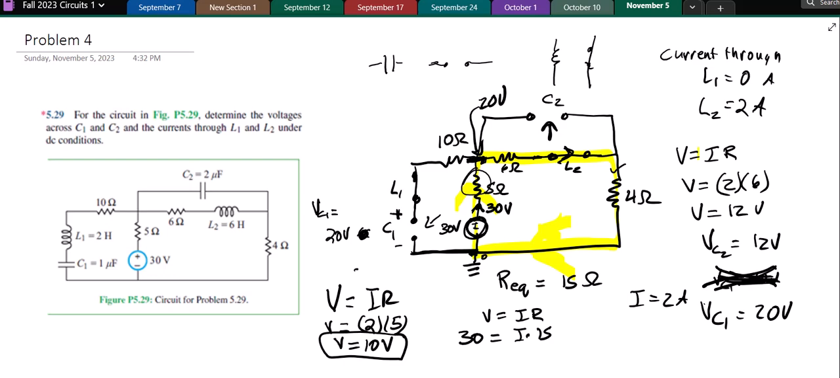Similarly, across the 6 ohm resistor, the current is flowing to the right. And so that means that it's positive on the left-hand side and negative on the right-hand side, because current flows from higher voltage to lower voltage. So if I call the voltage on C2 12 volts, then that means I'm calling that side positive and that side negative.